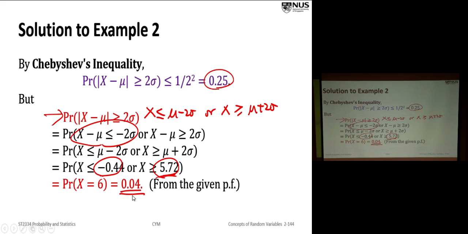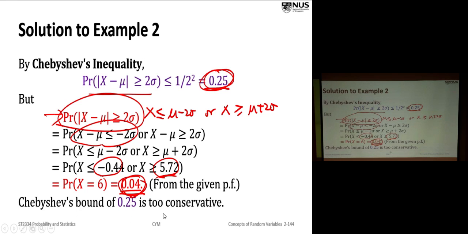So this example tells you that the exact probability of x outside two standard deviations of the mean for this particular probability function is only 4%. While if you apply the Chebyshev inequality, it only tells you that this probability must not exceed 25%. So you can see that there's a lot of difference between the two. But of course, 1/4 is still better than if you don't know anything. Although the correct answer is 4%, here we have 25% from the Chebyshev inequality. So the Chebyshev bound is too conservative.